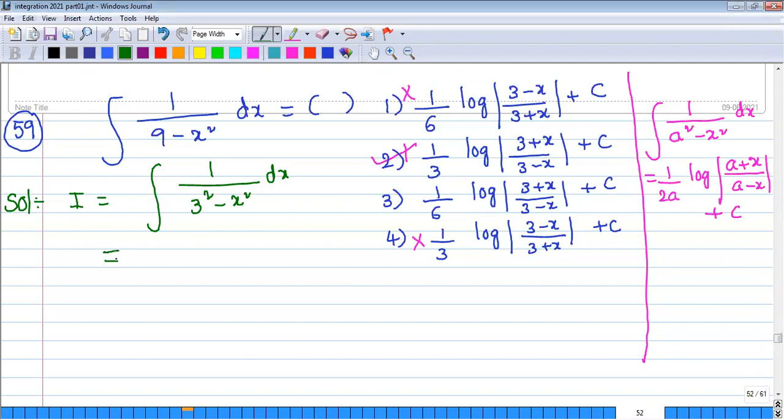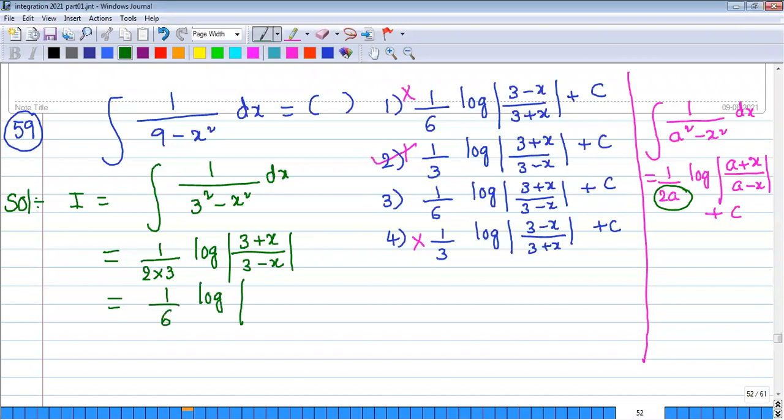See, this can be written as 1 upon 2a, 2 into 3, log mod 3 plus x upon 3 minus x. So 1 upon 6 log mod 3 plus x by 3 minus x plus constant of integration. So this third option is the right option.